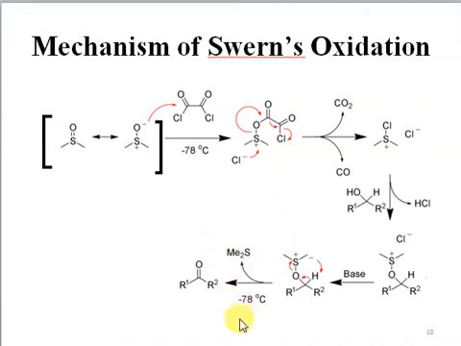And if you just see, this reaction is occurring at minus 78 degrees C, which means we don't have to heat the reaction. So the reaction works very well at very, very low temperatures.